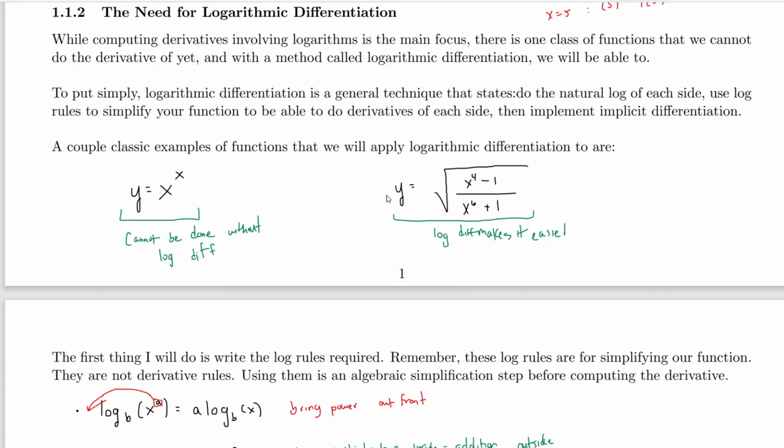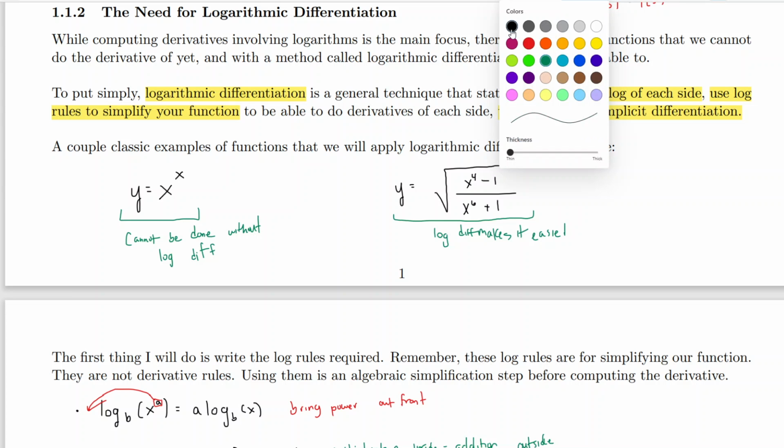Now, the general idea behind logarithmic differentiation, it's a general technique, like I said. There's not necessarily a formula at all for it. It says take the natural log of each side, and use log rules to simplify. This is going to be a requirement. If you don't use log rules to simplify, you're defeating the entire purpose of doing log differentiation. And then implement implicit differentiation. Now, it sounds like we're going to be doing a lot. Well, we are going to be doing a lot, but it's a lot of little different things. It's not going to be a lot of big things.